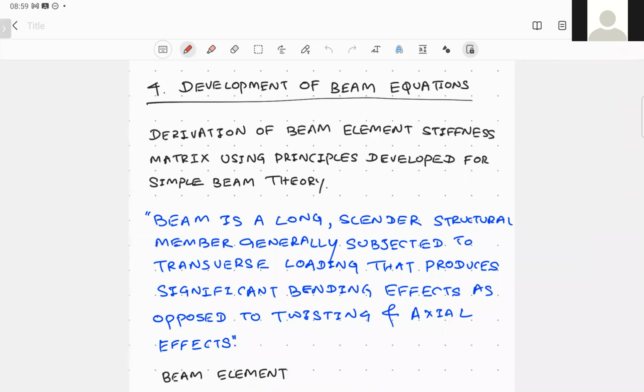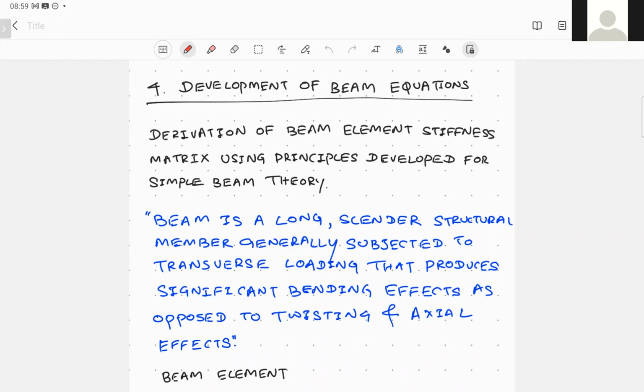We will be looking at beams, how the stiffness matrix can be developed for a beam using simple beam theory, as well as Euler-Bernoulli beam theory. We will be using certain theoretical aspects which you have already learned to derive the element stiffness matrices for beams.